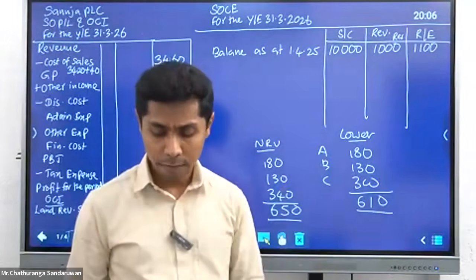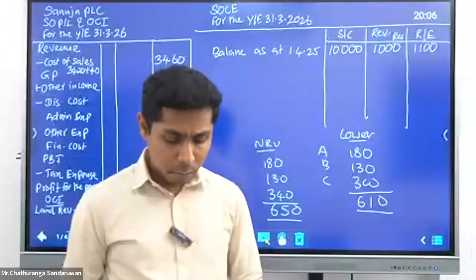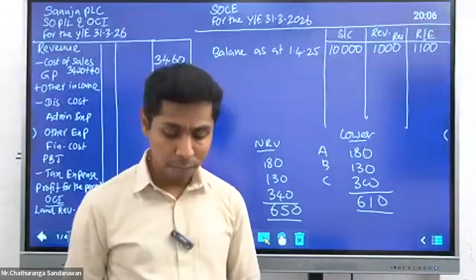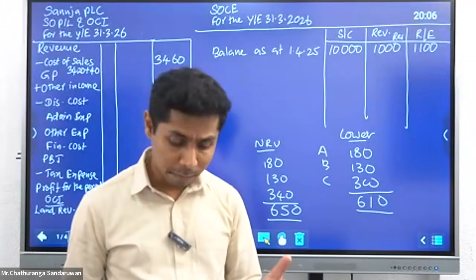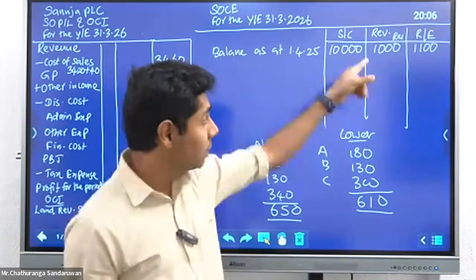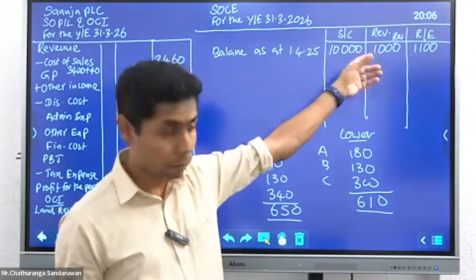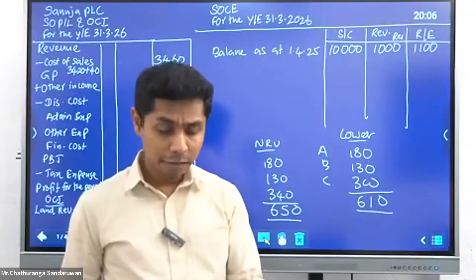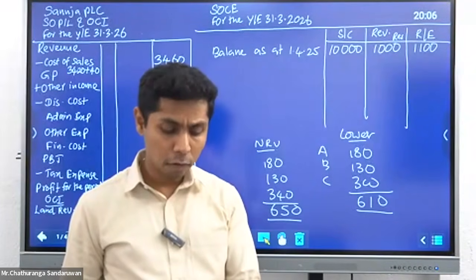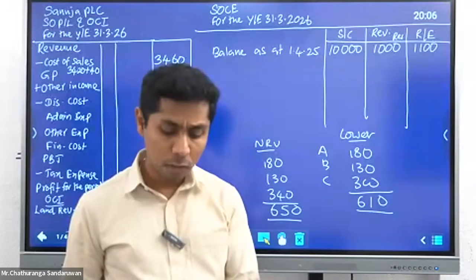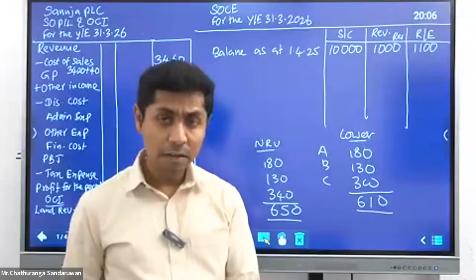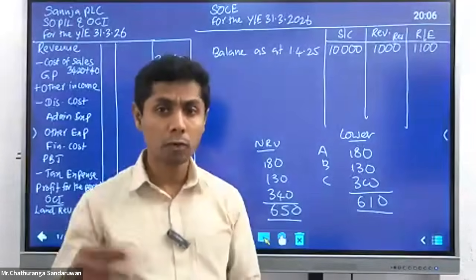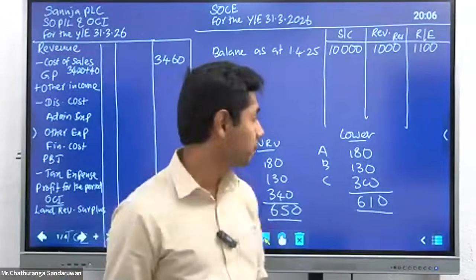The first time revaluation of the building took place on 1st April 2025, beginning of the last year, creating a revaluation surplus of 1 million. So we can see that in the beginning balance, right? So that came from the last year. At 1st October 2025, the building's remaining useful life was estimated to be 16 years with no residual value. So we have to record the revaluation.